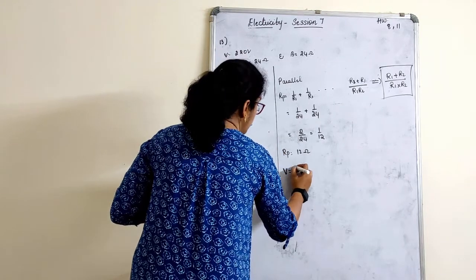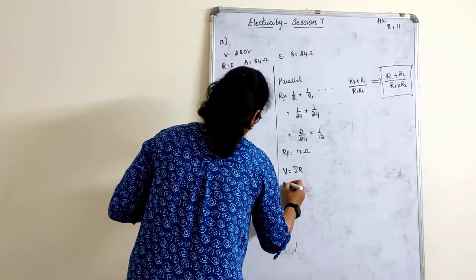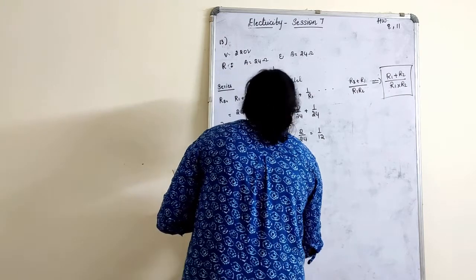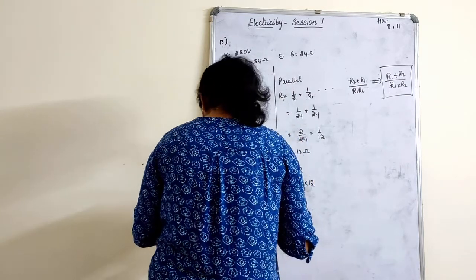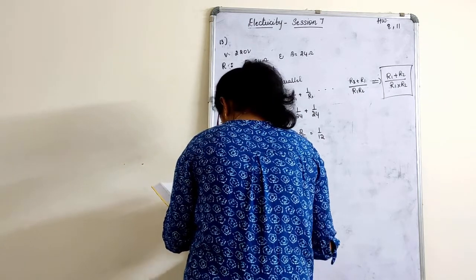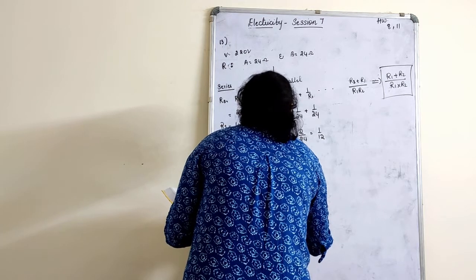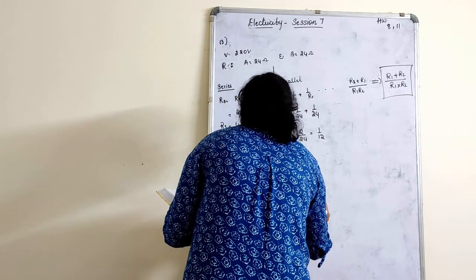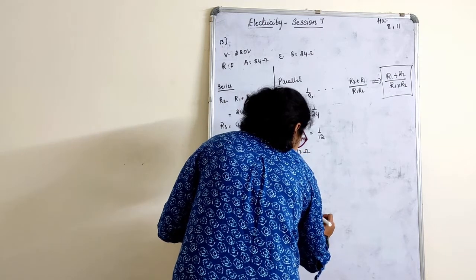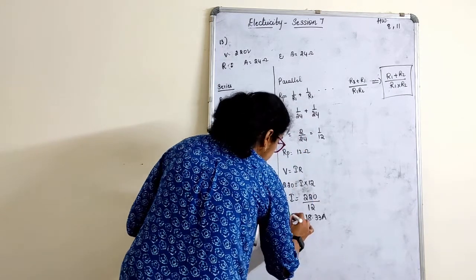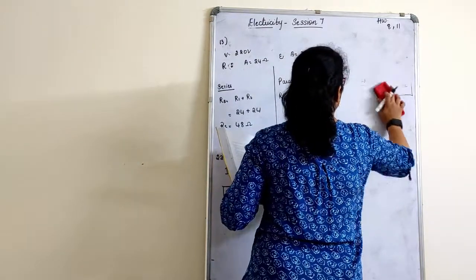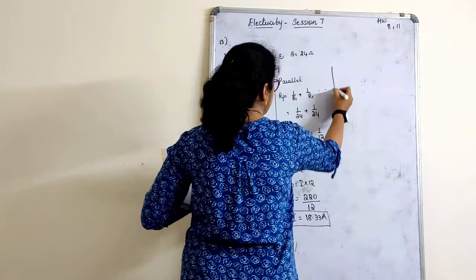So V is equal to IR. 220 is equal to I into 12, where I is equal to 220 divided by 12, so the current is 18.33 amperes when connected in parallel. Now let us see when they are connected separately.